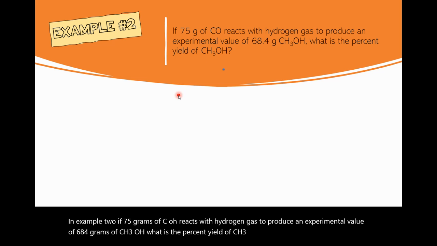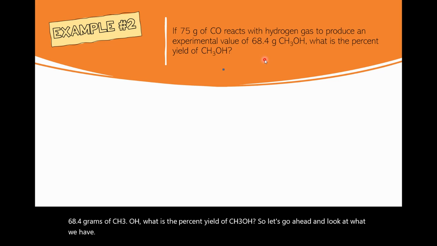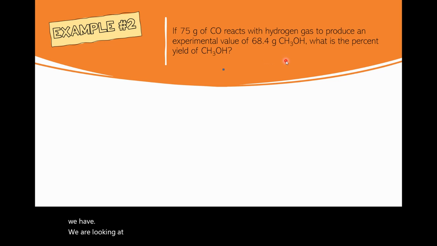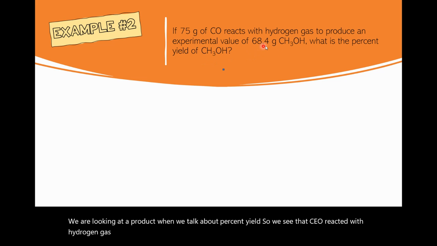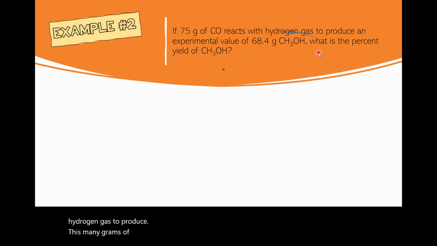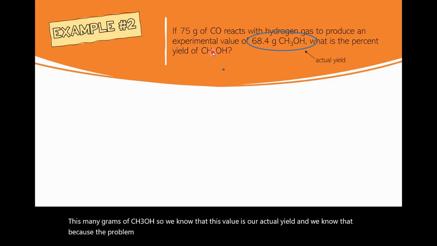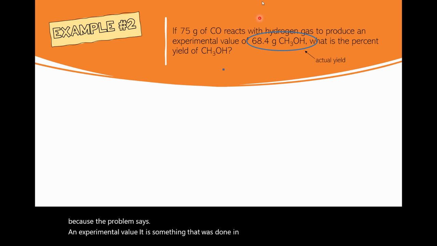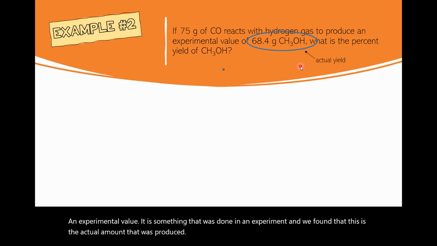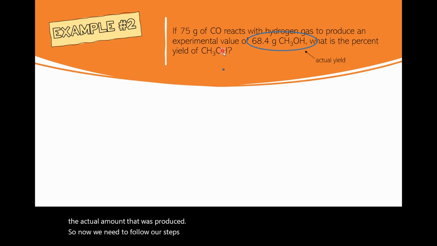So let's go ahead and look at what we have. We are looking at a product when we talk about percent yield. So we see that CO reacted with hydrogen gas to produce this many grams of CH3OH. So we know that this value is our actual yield. And we know that because the problem says an experimental value. It is something that was done in an experiment, and we found that this is the actual amount that was produced. So now we need to follow our steps because we don't have the theoretical yield.